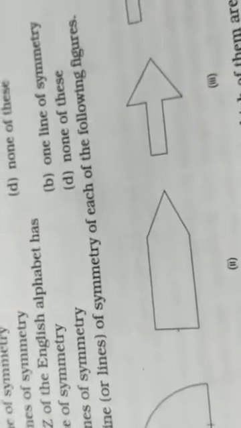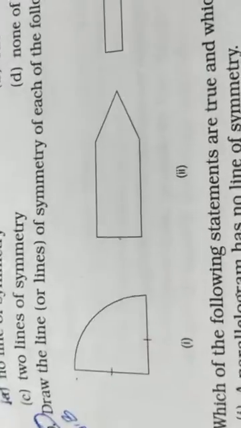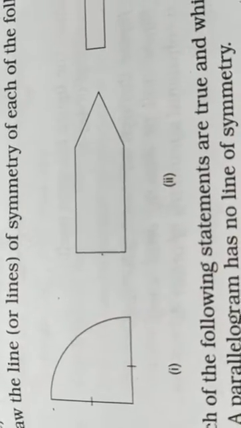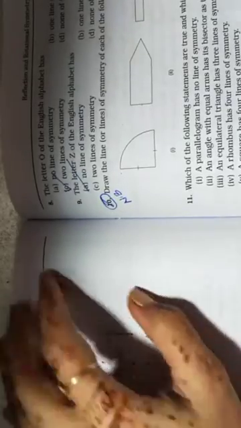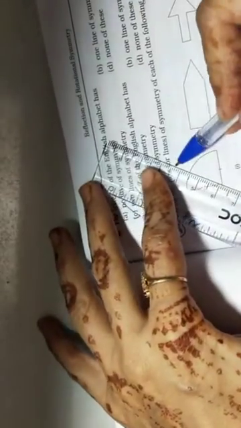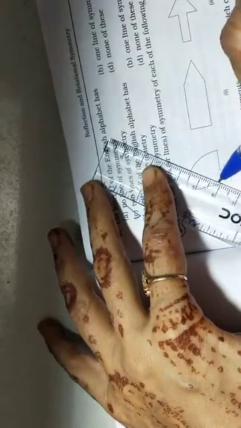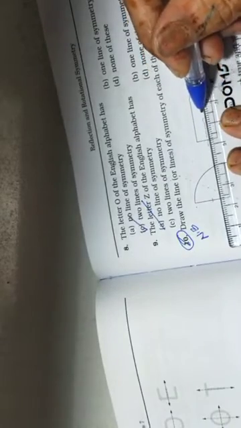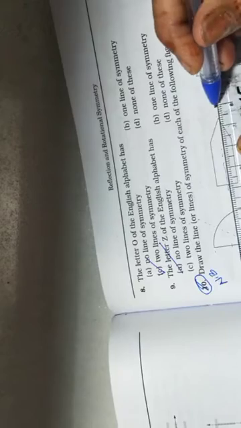Draw the line of symmetry in each of the following figures. You can do this question also in the book, or if you want you can do it in the notebook. Like in the first part, how you will draw, have a look. In the first part your line of symmetry will be, let me show you, from here. You will do it in the notebook yourself. Getting? In the second part, the line of symmetry will be here only. In the third part again the same here.